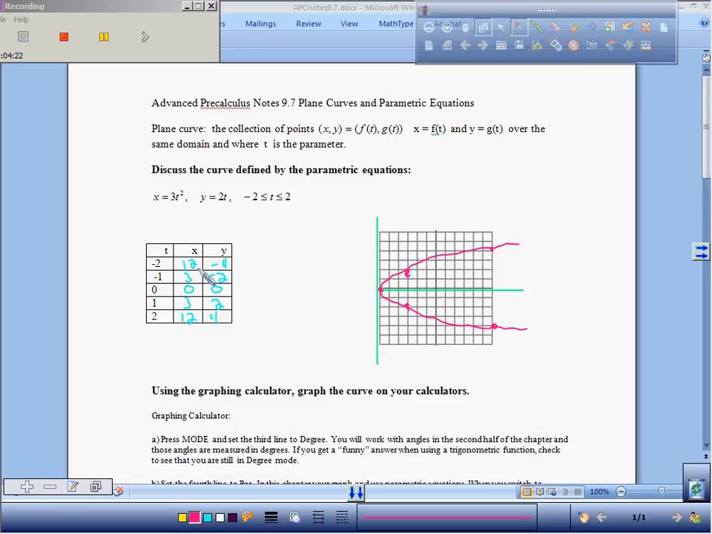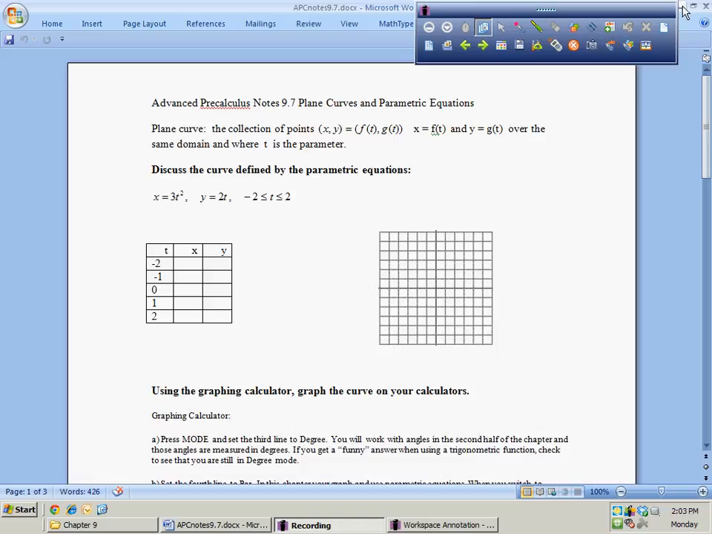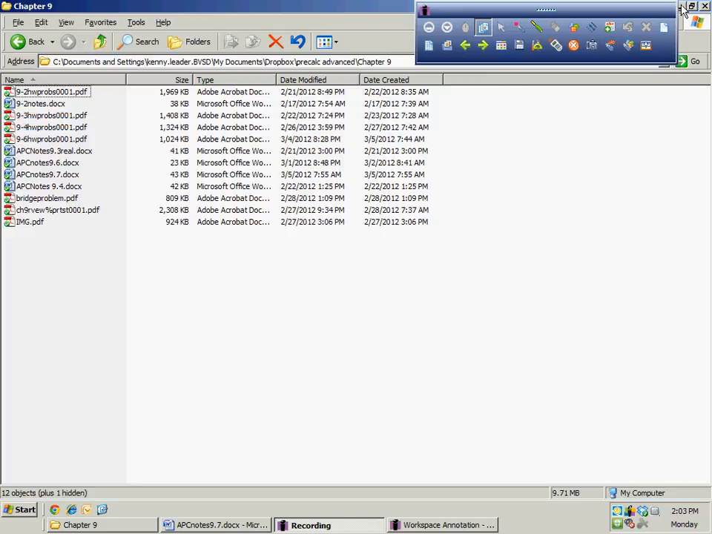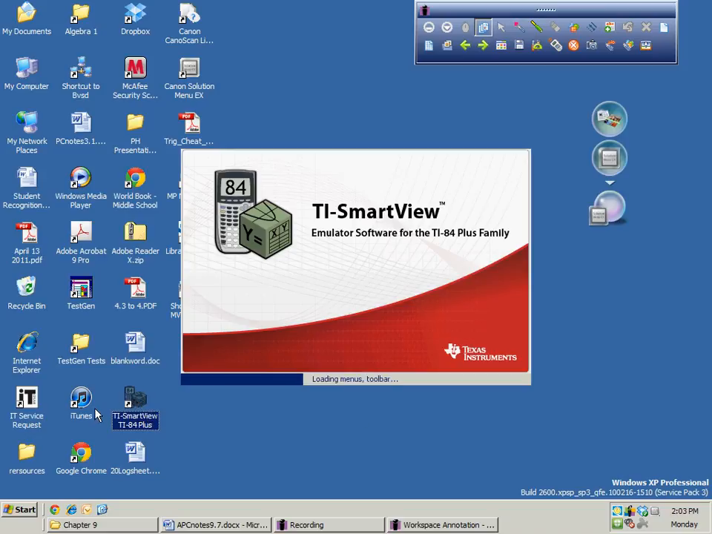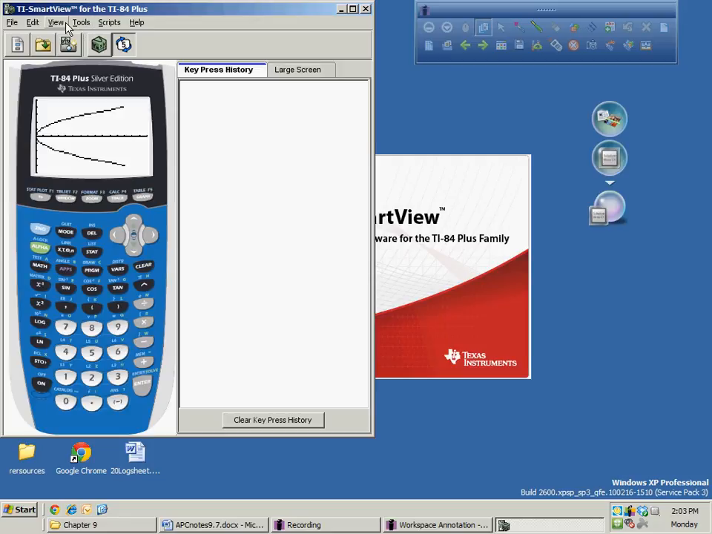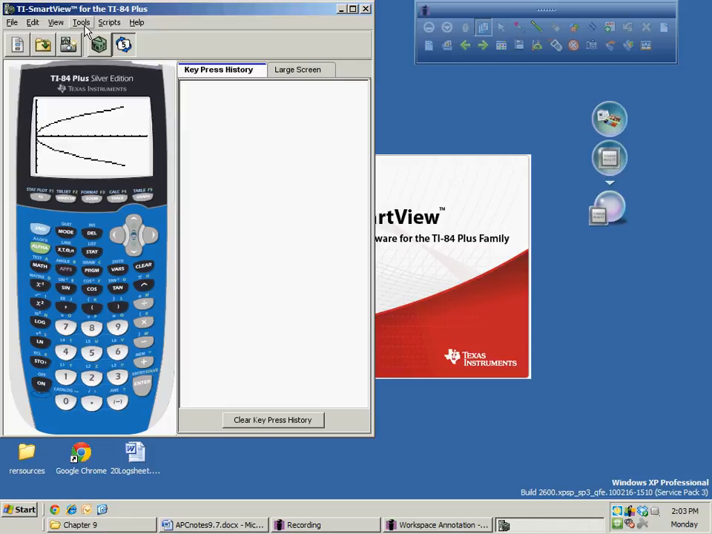Okay, so if I wanted to graph that in my graphing calculator, which you're going to want to do eventually, watch how you can do this. So, getting my graphing calculator, is it still there? No, it's not. Let me show you. So I'm going to go view. Oh, I did it already. Always in front. And I'm going to close this, I think.